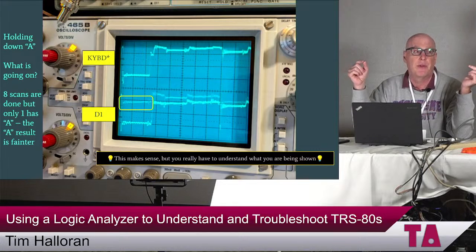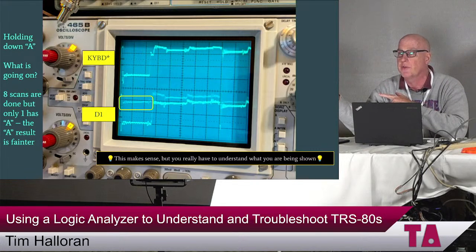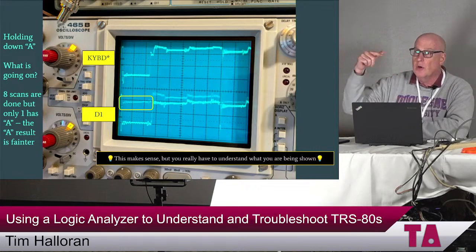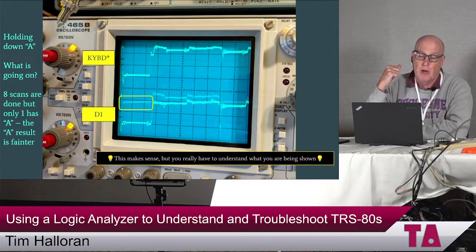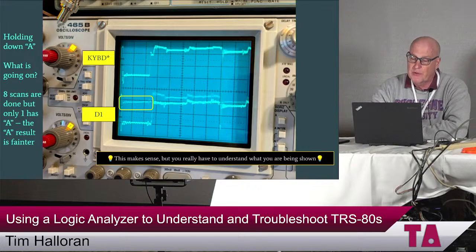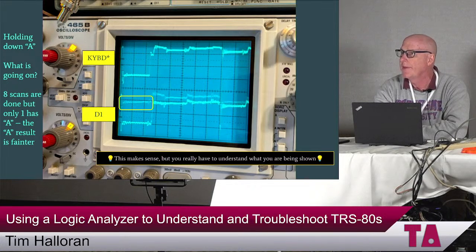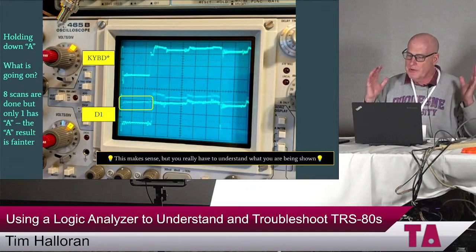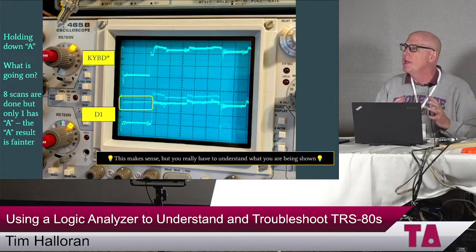Well, this makes sense, but this is where the difference is between what the logic analyzer was showing you and what the oscilloscope is. 8 scans are done for each of the rows that are there. But only 1 has the A. So this is a little tricky to see, but if you look at where I've circled in yellow, when the A is pressed, that particular trace is fainter. It's much more noticeable if you saw this on the scope than the one below it, because it's drawing that lower one 7 times for every 1 time it draws the A on there. So this makes sense. And you can use the scope to do this, but you have to understand what's going on a lot deeper than with the logic analyzer.